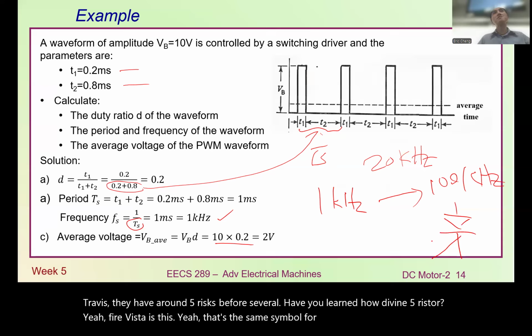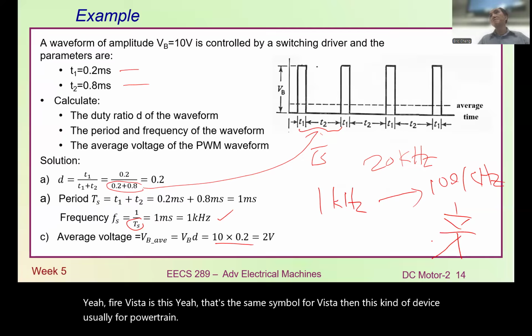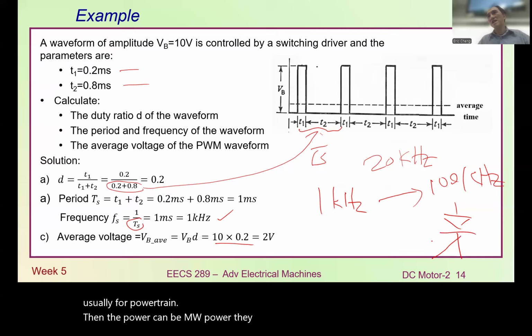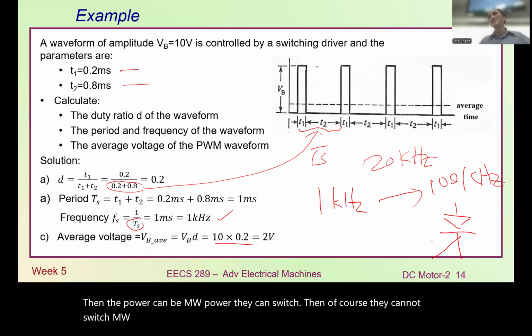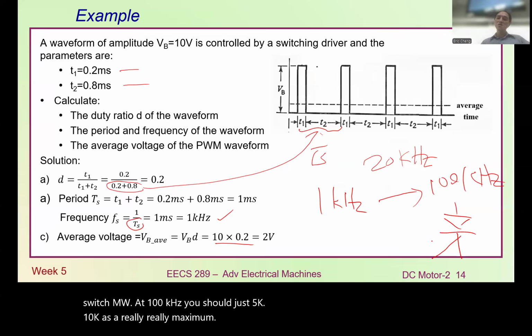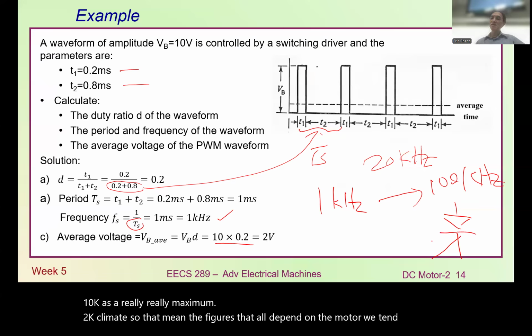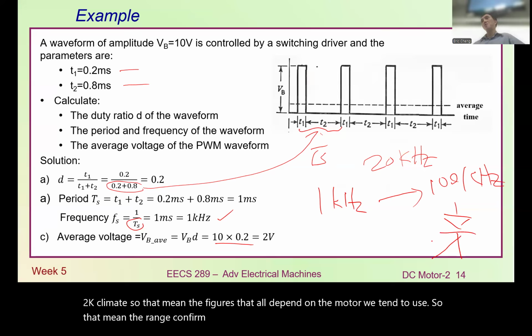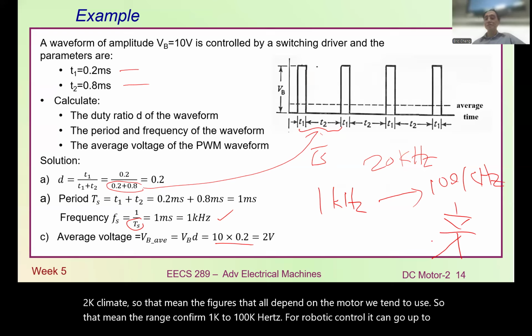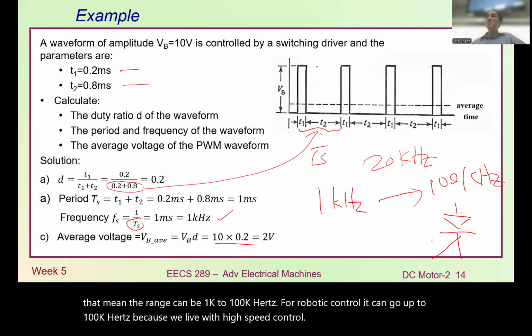Then this kind of device is usually for power trains. Then the power can be megawatt power. They can switch, but of course they cannot switch megawatts at 100 kilohertz. Usually just 5K, 10K as a really, really maximum. 2K is quite common. So the frequency all depends on the motor we tend to use. So the range can be from 1K to 100K hertz. For robotic control, it can go up to 100K hertz because we need really high speed control. Even in the old days, some motors could be less than 1 kilohertz.